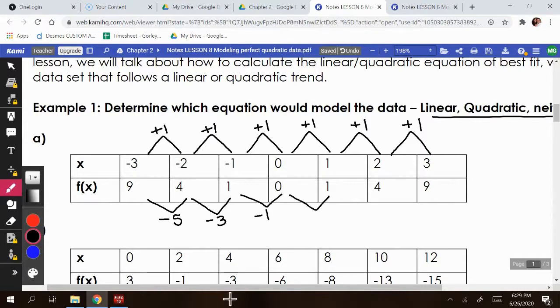How do I get from 0 to 1? I'd have to add 1. Here I'd have to add 3. And here I'd have to add 5. So the first differences were not constant. Let's try for second differences.